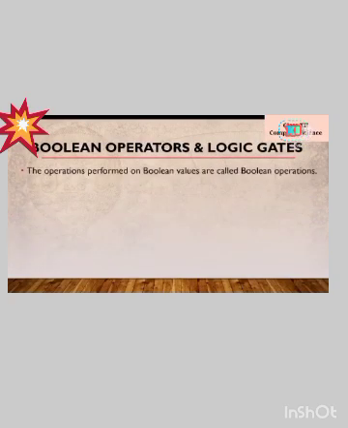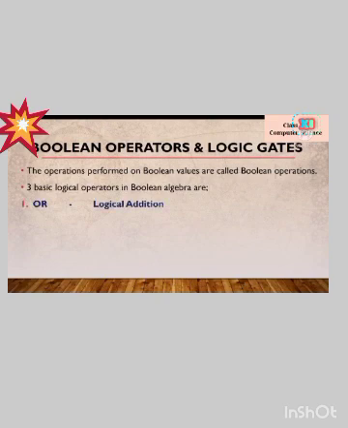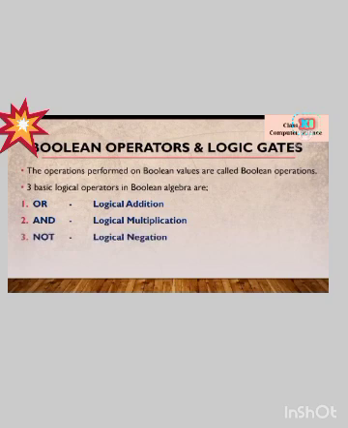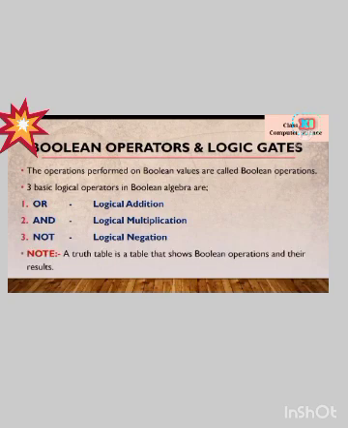Next is Boolean operators and logic gates. What are the Boolean values? 0 and 1. So the operations performed on Boolean values are called Boolean operations. There are basically three logical operators used in Boolean algebra. They are AND, logical multiplication; OR, logical addition; and NOT, logical negation. These are the basic logical operators.